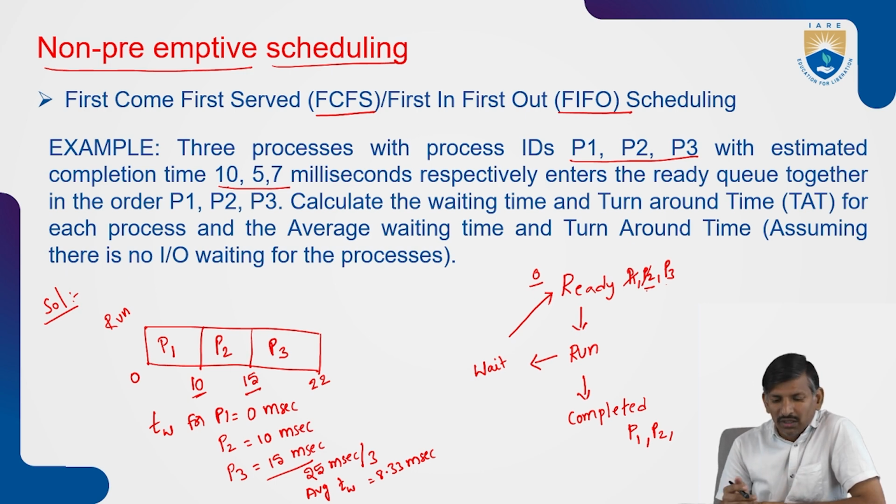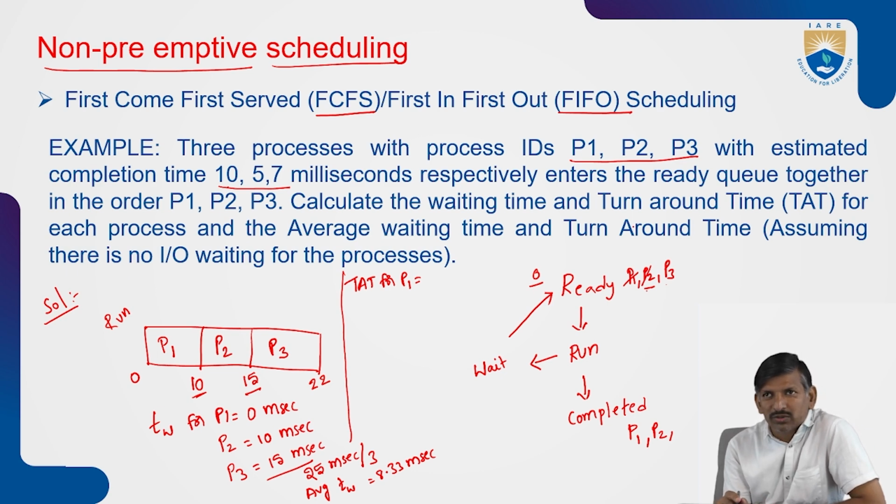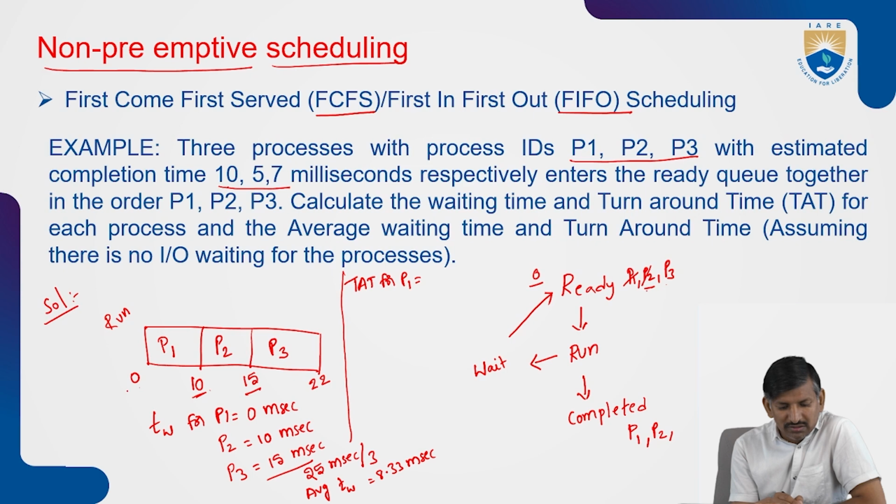Okay. Now we calculate the turnaround time. Turnaround time for process P1. What is the meaning of turnaround time? From when the process enters the ready state to when the process enters the completed state. So at time 0, process P1 enters the ready state. It enters the completed state at 10 milliseconds. Total 10.